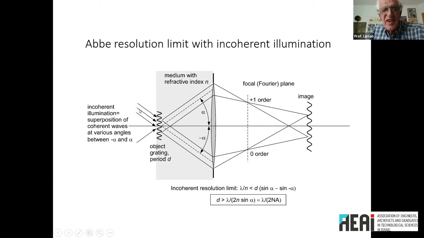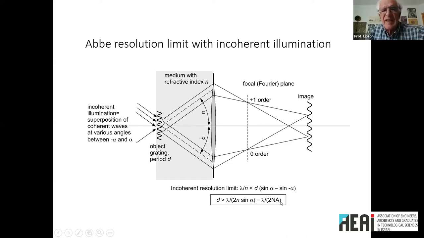You can then put incoherent illumination at every angle, including the angles alpha and minus alpha, and therefore, for the element which is at this angle, you get zero order here, first order here, and that gives you an image. That image is actually a coherent image because it's produced only by the coherent component in this direction. But you have all the different angles; they can be incoherent between them, and so in the end, you get a well-resolved image when the period is equal to lambda divided by twice sine alpha times n, which is lambda divided by twice the numerical aperture.